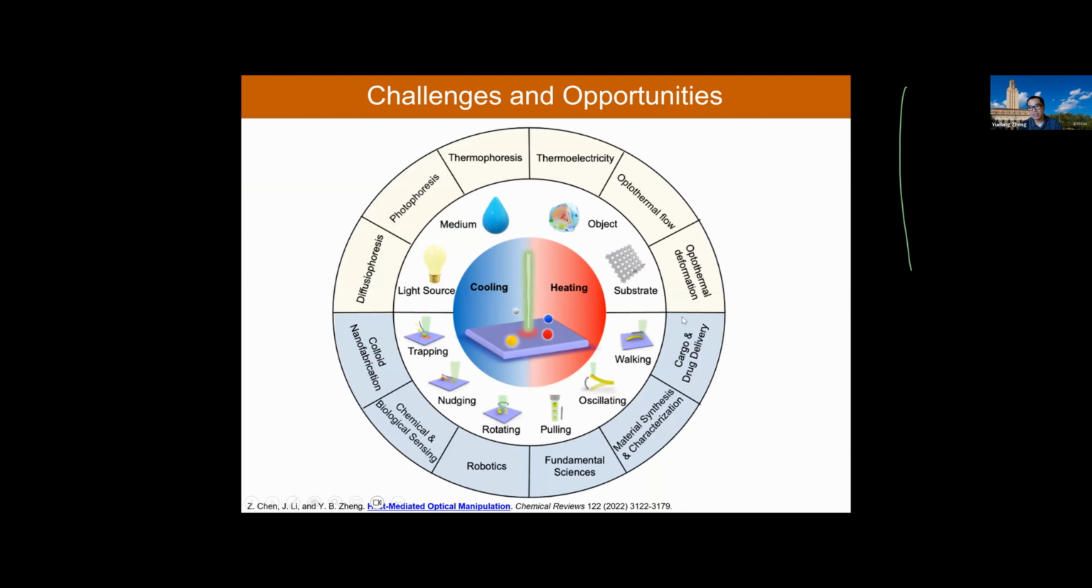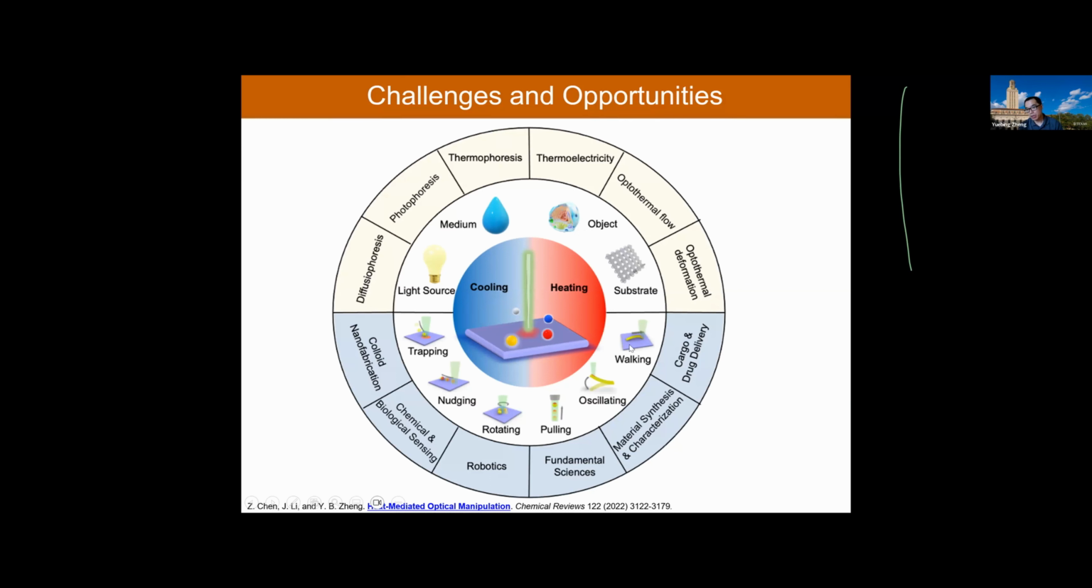And this heat-mediated optical manipulation is very rich in physics because we can explore all sorts of working principles, not only thermophoresis or thermal electricity that I have demonstrated, or the bubble and thermal flow, we can also explore other phenomena like photothermophoresis, optothermal deformation effects, or diffusiophoresis. By combining different media, different types of light source, or different types of objects we are going to manipulate, you can explore all sorts of manipulation modes, not only translation or rotation, but even walking, oscillating, trapping.